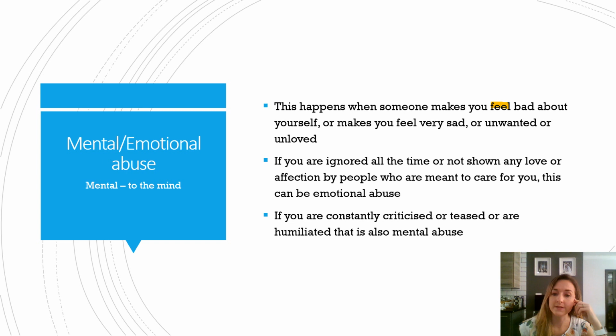If you are ignored all the time or not shown any love or affection by people who are meant to care for you, this can be emotional abuse. So there's something called neglect. Now you get various types of neglect. You get physical neglect, where your parents who are supposed to care for you don't give you any food, that's a physical need that you have. That is physical neglect. But an emotional neglect would be this point that they've made over here, where you're not shown any love or affection by people who are meant to care for you. That is a type of mental or emotional abuse.